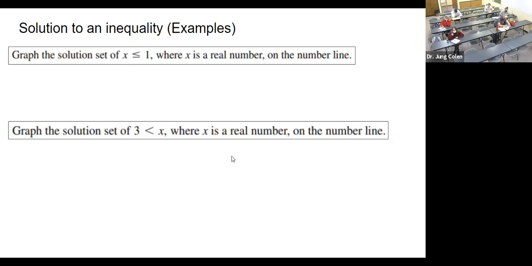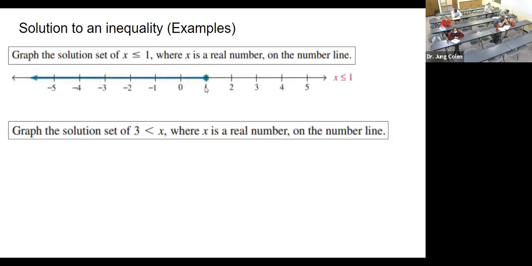Show me your thumb if you got it. Okay. Did you get this one? Yeah, x is less than or equal to 1, so start from 1. And x is smaller, less, so on the left-hand side. And since it's included, you need to shade it. It's closed. How about this one? Left-hand side or right-hand side of 3? Left or right? Right, because x is greater, right?